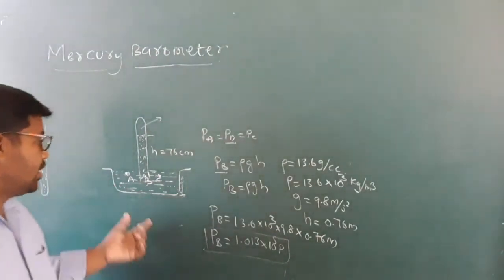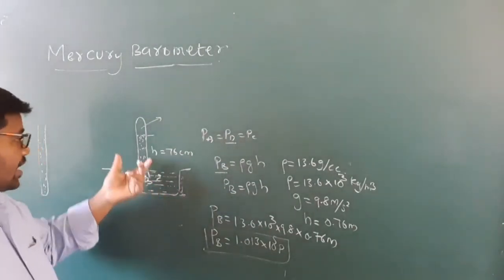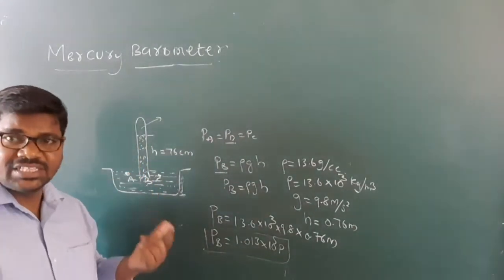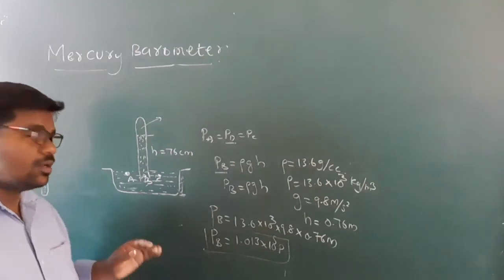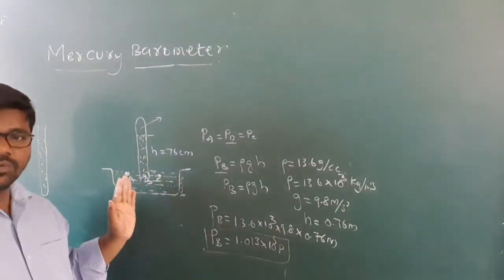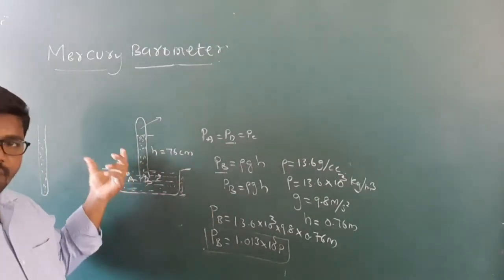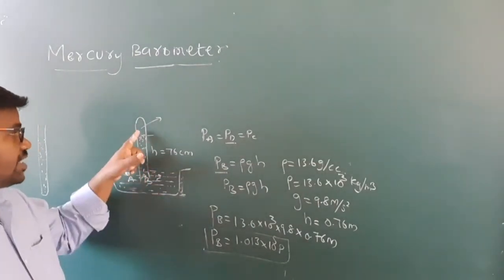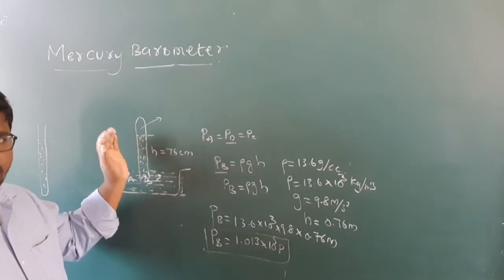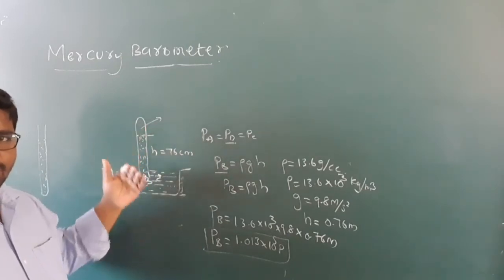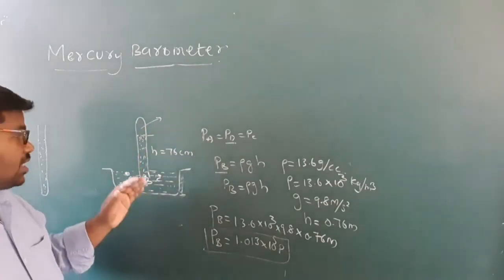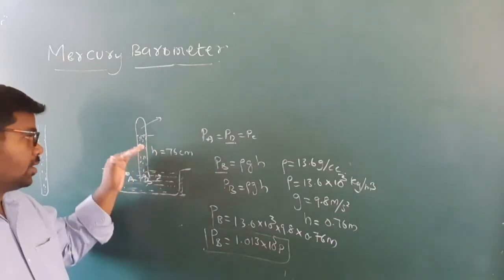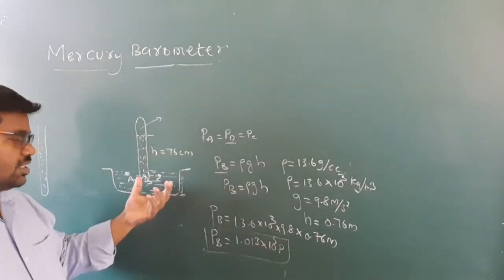Mercury barometer. Consider a mercury vessel and a glass rod, with one side closed and the other side open. We can fill in the mercury and take the glass rod and immerse it inverted. Inverted means the closed end is upside and the open end is downside. Some of the mercury moves from the glass tube to the vessel.